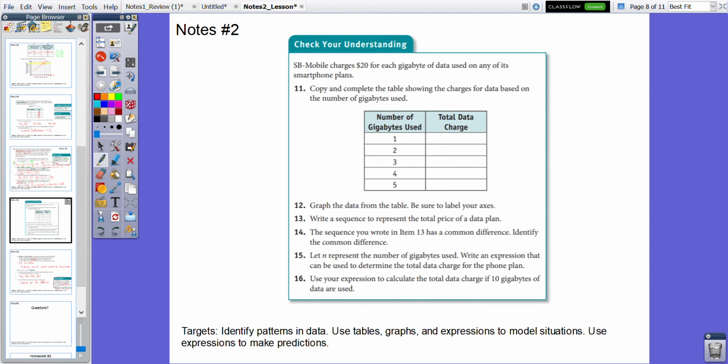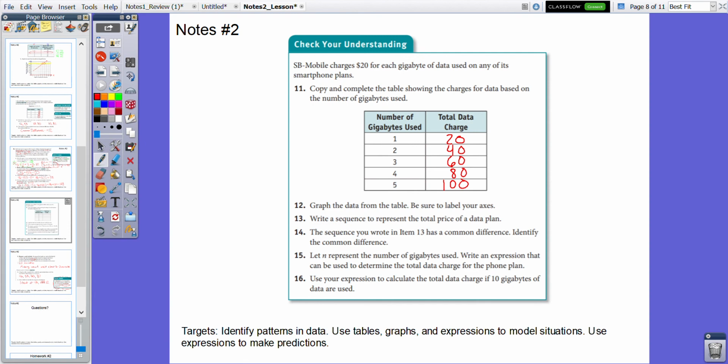Okay, so if it's $20 for every gigabyte, then for 1 gigabyte they charge me 20. For 2 gigabytes, they charge me 40. For 3, they're charging me 60. For 4, they charge me 80. And for 5, they charge me 100. Okay, seems to make pretty good sense here.